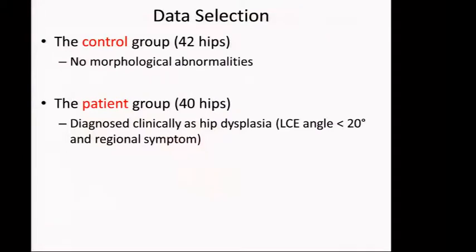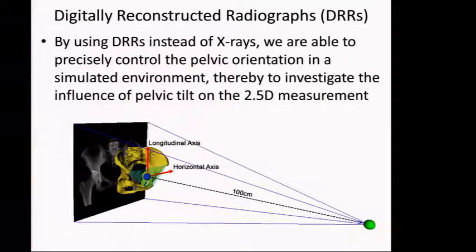So in order to evaluate the application of this method for dysplastic hip, we collected two groups of data. In the control group, we have 42 hips, with no morphological abnormalities. And in the patient group, we have hips diagnosed clinically as hip dysplasia. Basically, the LC angle is smaller than 10 degrees, and some also have regional symptoms. There we have 40 hips.